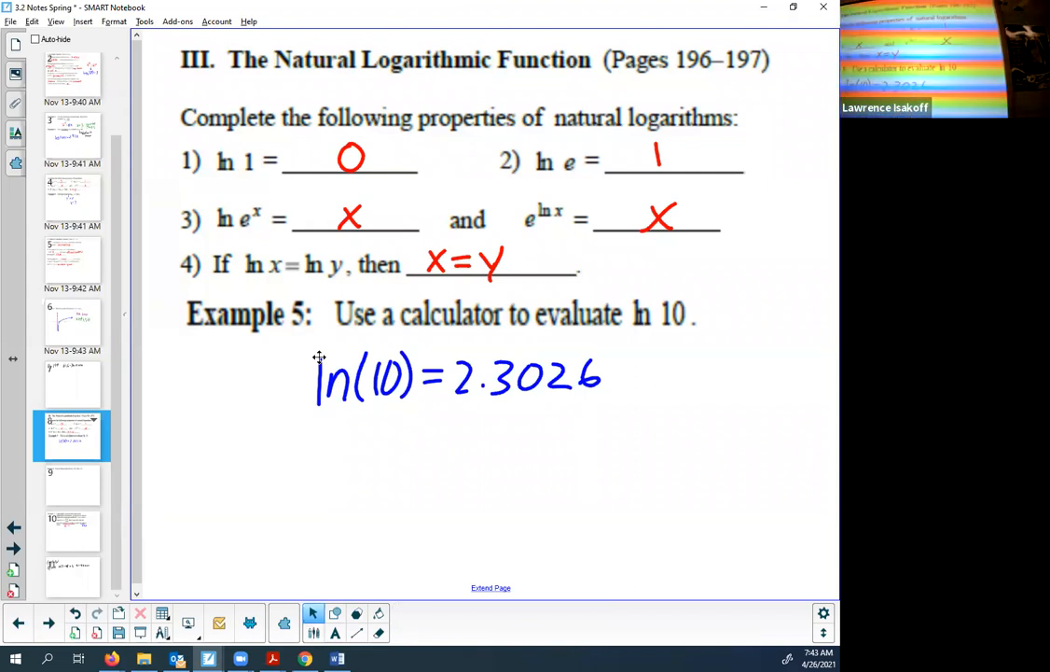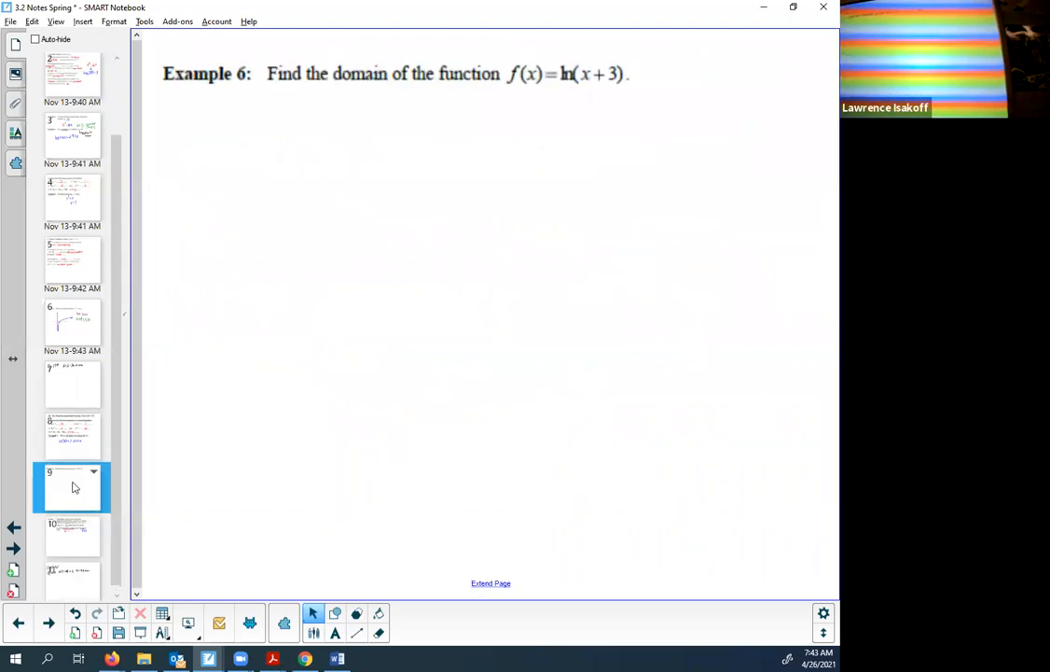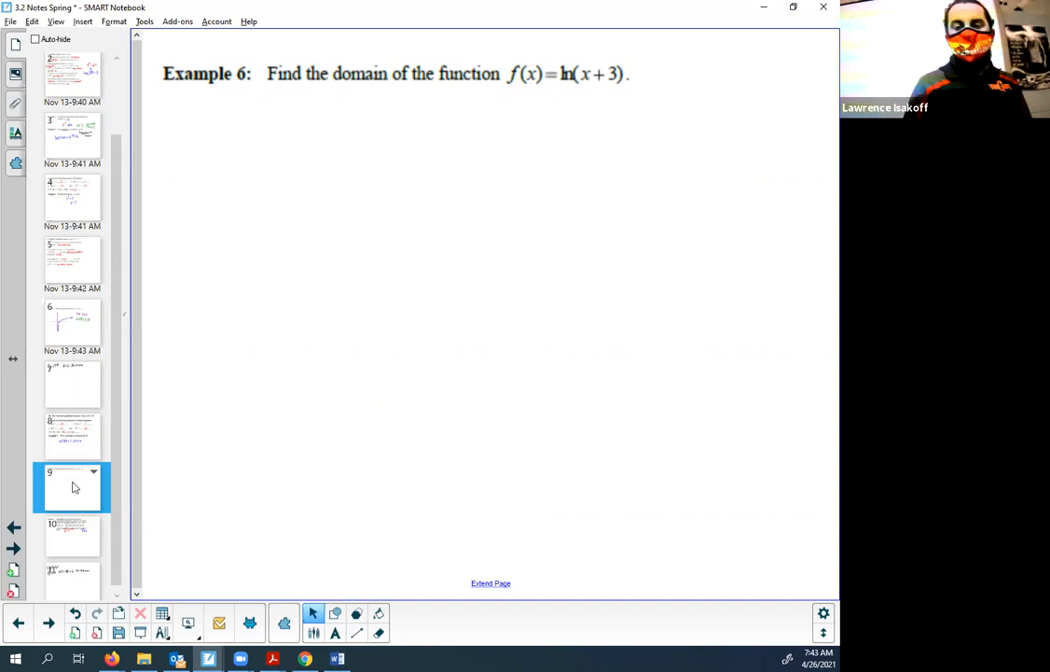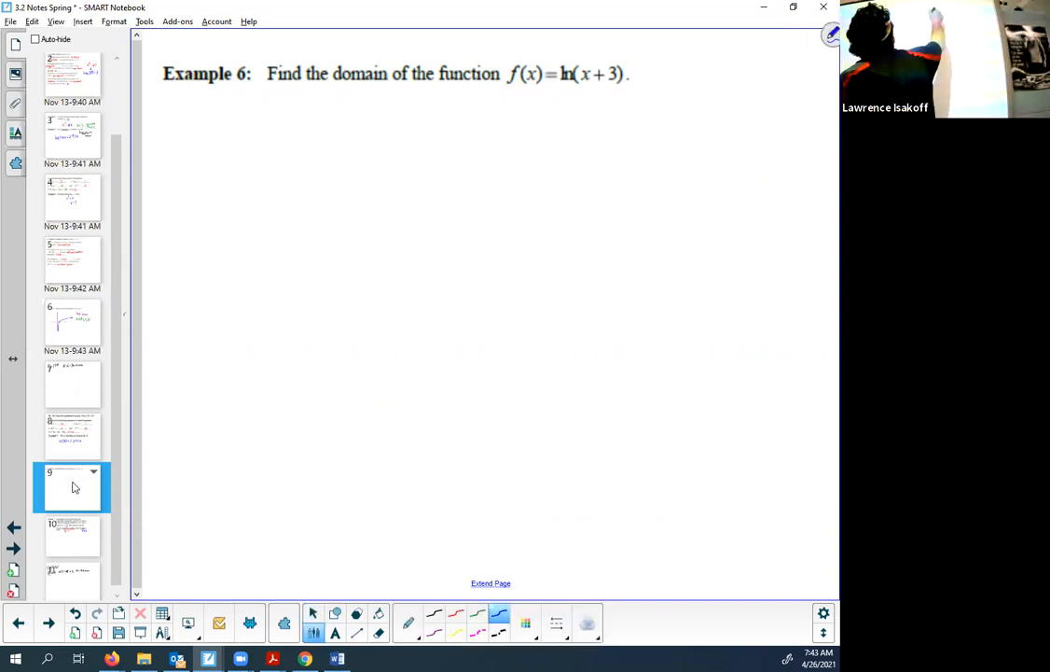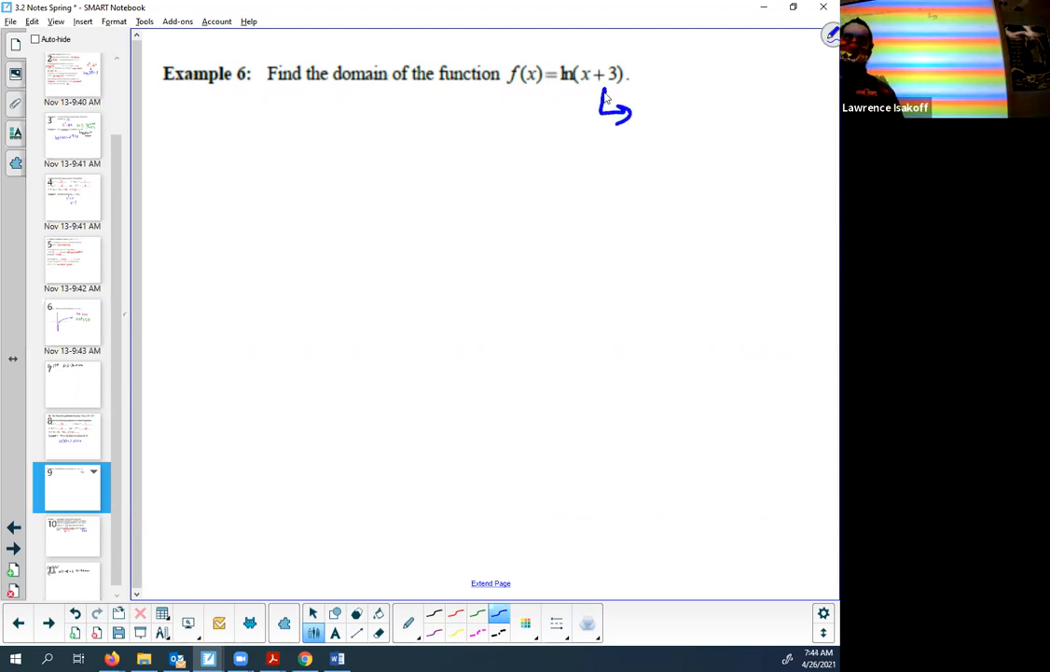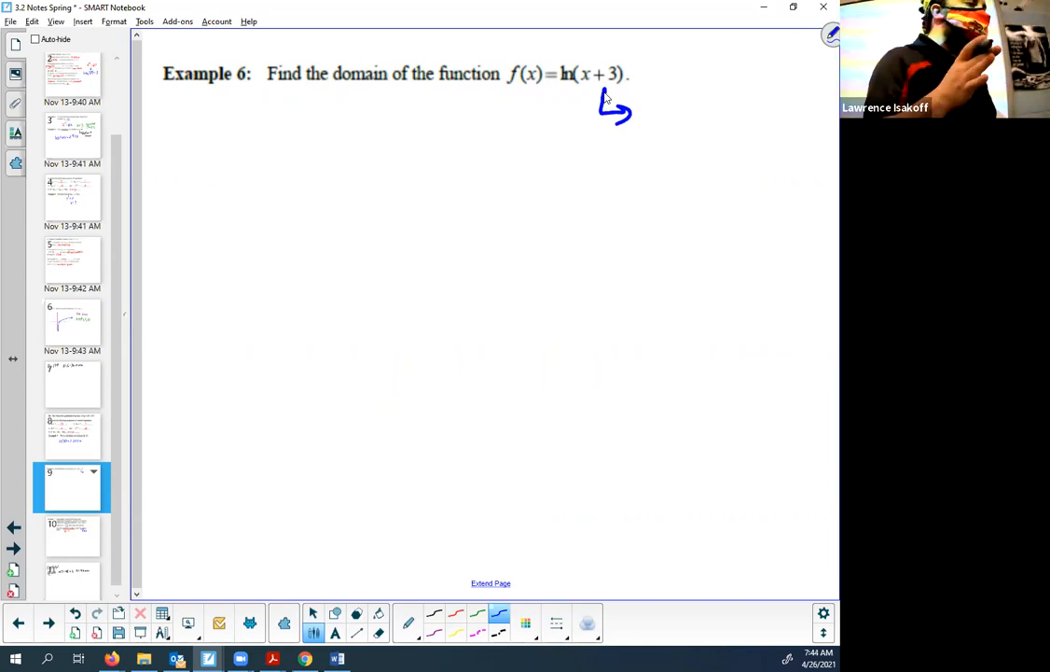Looking like we're pretty good here. Find the domain of this function. So I'm going to take the time to graph this. Right away, I notice this 3 is inside. If we recall from chapter 1, when we talked about shifting functions, if I put a +3 inside, since it's plus, that actually goes to the left 3.